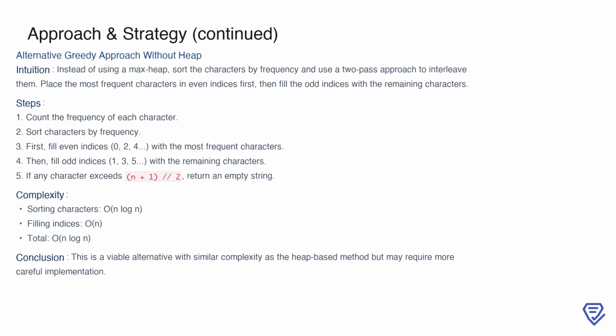This approach still begins by counting the frequency of each character. After sorting the characters by frequency, the even indices are populated first to maximize the distance between identical characters. Then, any leftover characters are placed in the odd indices. However, as with the heap-based method, we must check if any character's frequency exceeds (n+1)/2. If that condition is true, we return an empty string because a valid arrangement would be impossible.